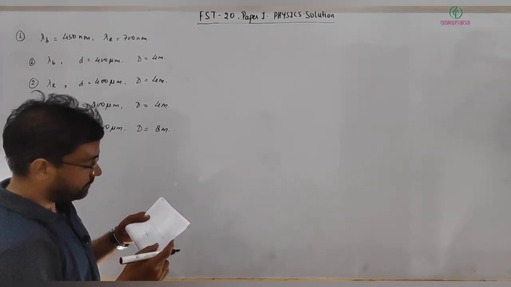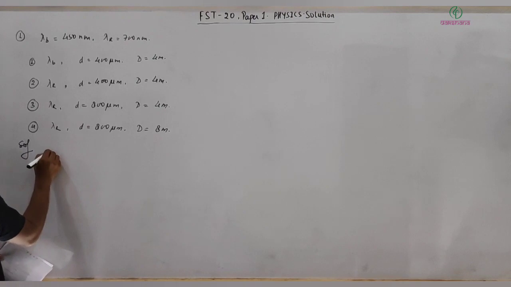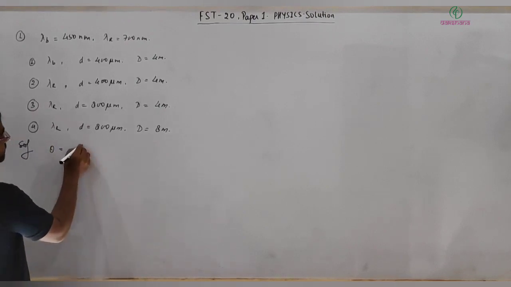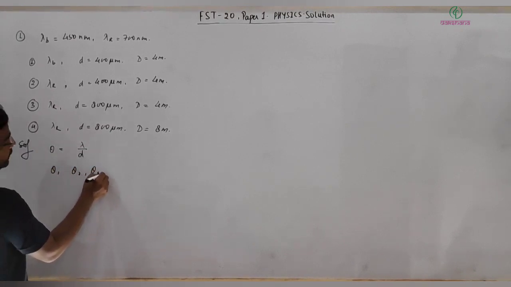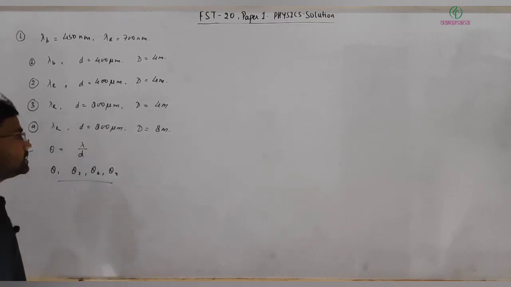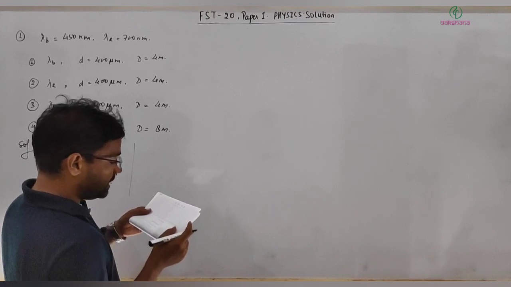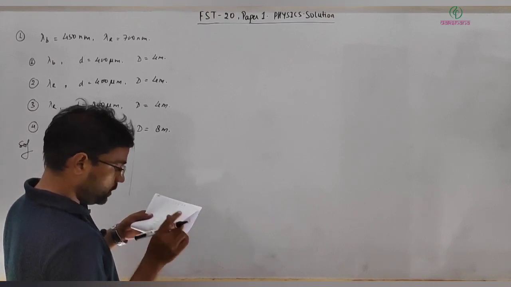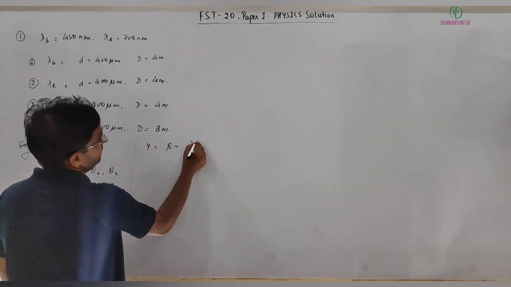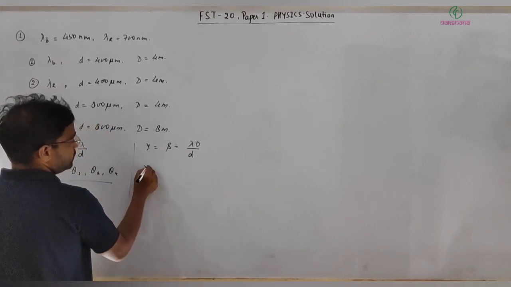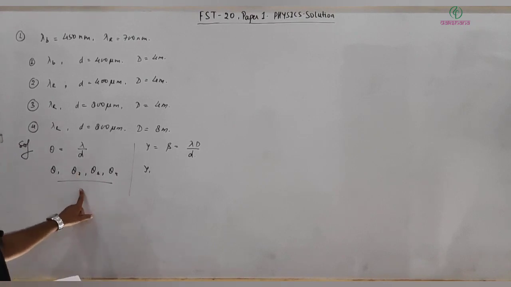The angle between the first maxima and the central maxima in each case is theta 1, theta 2, theta 3, theta 4. Theta is basically the angular fringe width that we measure as lambda by small d. The distance between the central maxima and first maxima is y1, y2, y3 and y4 respectively. Y is basically our beta, and that is lambda capital D by small d. Then we are asked to find the relation between these things.